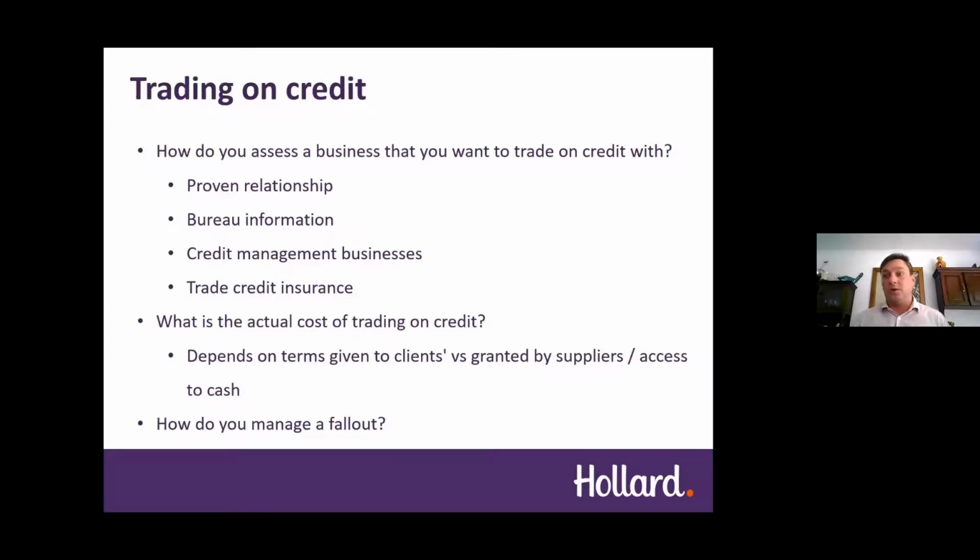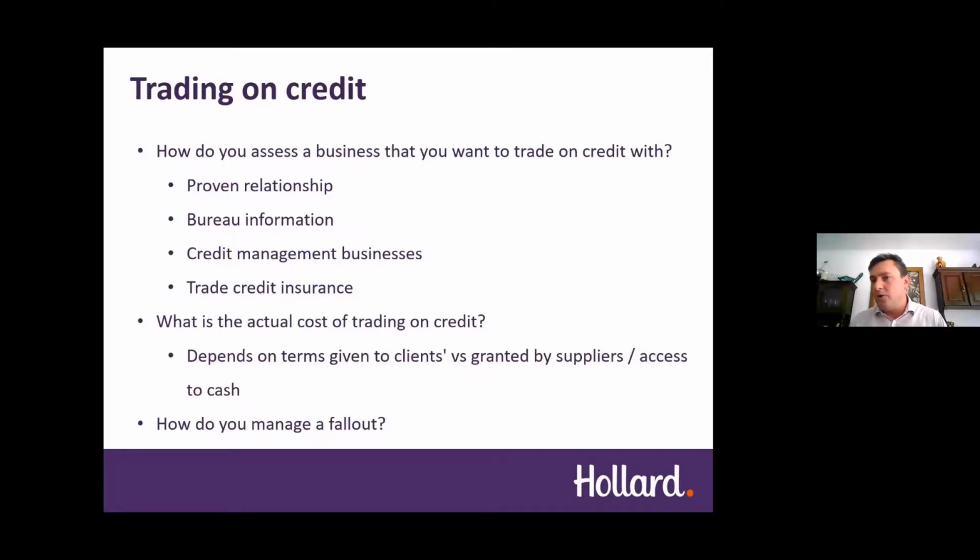If you want to trade on credit and insure it, now you're looking at that 2% plus 0.5%, let's say, because our average rate is about 0.52%, just as a round number. So now you're back at that 2.5%. So now there are costs involved in this process. It's really important to understand that, and not just look at trading on credit as a means to grow your revenue. And then the last component is how do you manage the fallout?